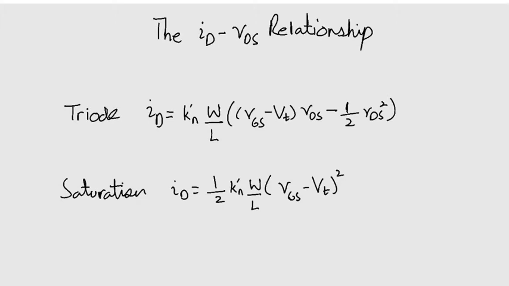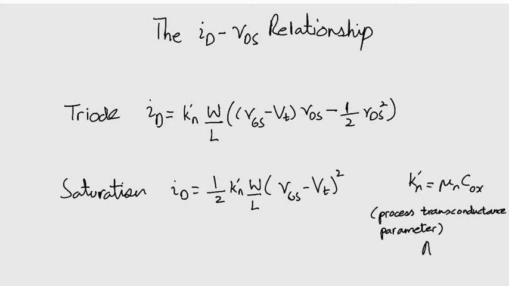Look at this one here. This is the process transconductance parameter, and it is a constant determined by the process technology when the NMOS is fabricated. It has dimensions of ampere per volt square.